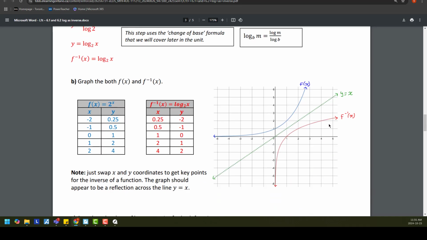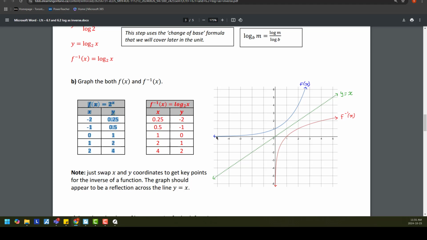Okay, now let's graph both of them. I am just going to take the table of values here. So for exponential functions, remember your key points, -2, -1, 0, 1, 2. Your y values, just plug it in. So 2 to the power of -2 is 1 over 4. 2 to the power of -1 is 1 over 2. 2 to the power of 0 is 1. 2 to the power of 1 is 2. And 2 to the power of 2 is 4. So these are my points.